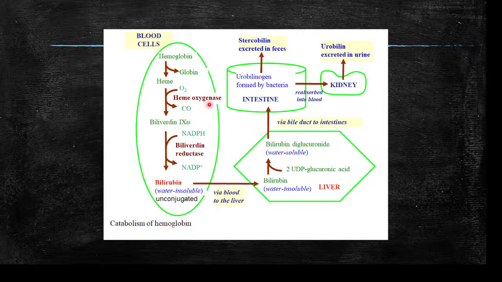By the action of heme oxygenase, it is converted into biliverdin, which is green in color, and this biliverdin is reduced to bilirubin, which is yellow in color. This is water insoluble and unconjugated, and the protein bound form of bilirubin is carried to the liver, where it is made water soluble by conjugation. It is converted to bilirubin diglucuronide and transported to the intestine via the bile duct, where the intestinal bacteria convert this bilirubin to urobilinogen, and this is converted to stercobilin and excreted in feces.